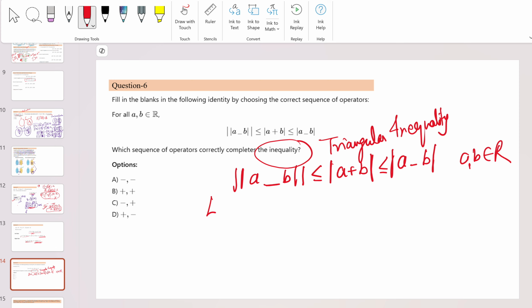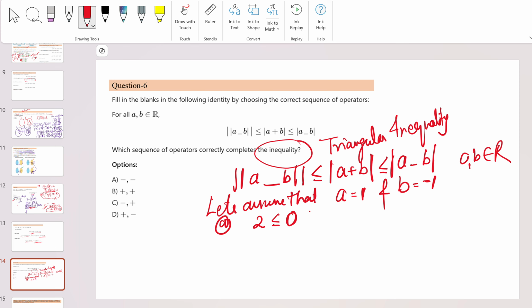So let's assume that a is equal to 1 and b is equal to minus 1. Let's put in the values and see what is actually happening. Okay, let's take option A. Option A will be such that modulus of a minus b will be 2, less than or equal to modulus of a plus b. A plus b is 0, less than or equal to modulus of a minus b, that is equal to 2.